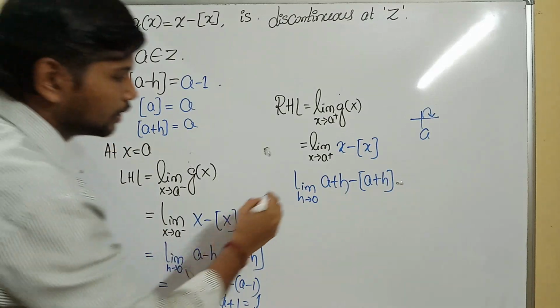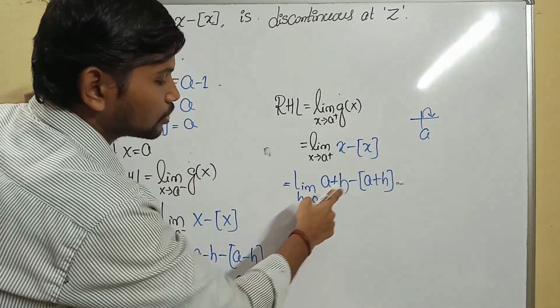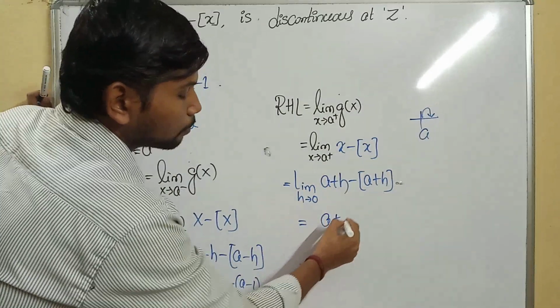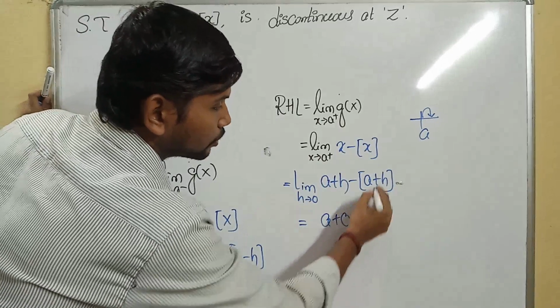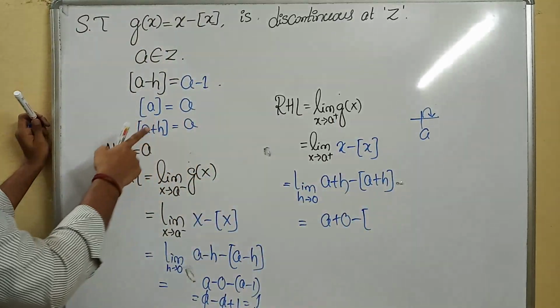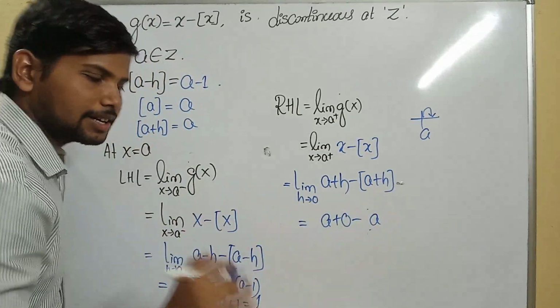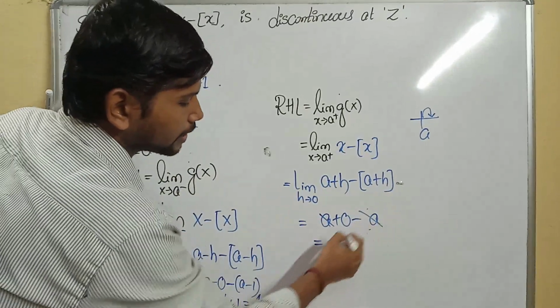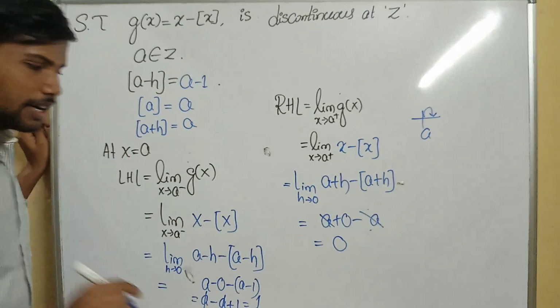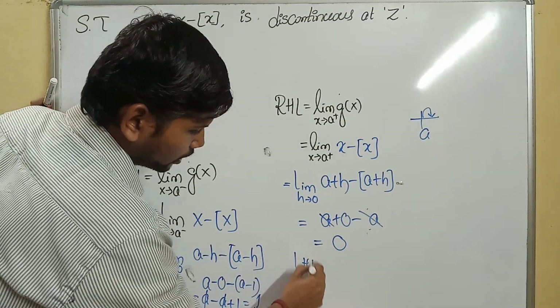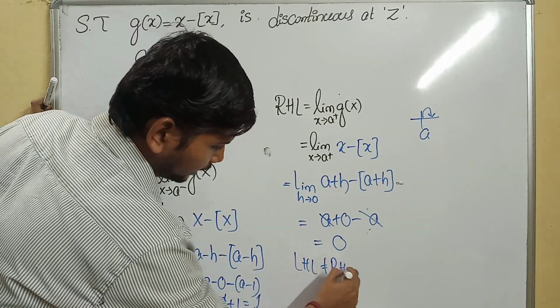Got it? Then what about the next aspect? H replaced by 0, a plus 0 minus the greatest integer function of a plus h. Yes, it will be a only. Got it? Is it clear? Then plus a minus a cancel, it will be 0. Got it? Then LHL is not equal to RHL.